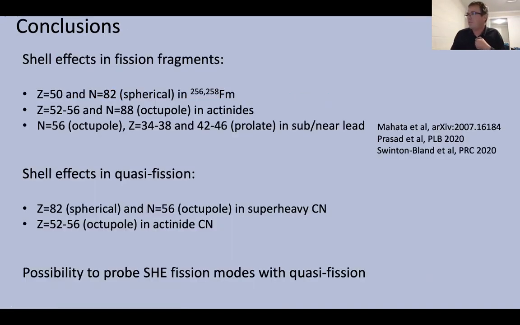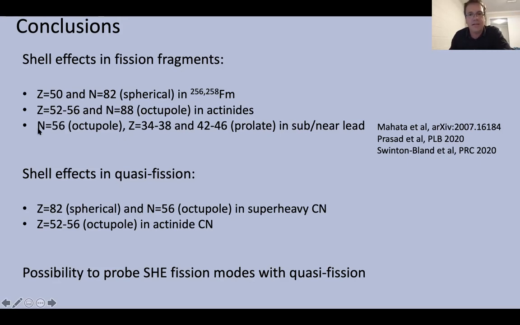That brings me to my conclusion. Might have been a bit faster than what I expected, but that's life. So I first looked at shell effects in the fission fragments, not in the entire fission process, just in the fragments. And we saw that there is clearly evidence for spherical shell effects in the neutron-rich fermium isotopes. So these are spherical Z equal 50 and N equal 82 gaps. But for most actinides, the asymmetric fission mode can be explained thanks to octupole gaps in the Z equal 52, 56 region, and also N equal 88.